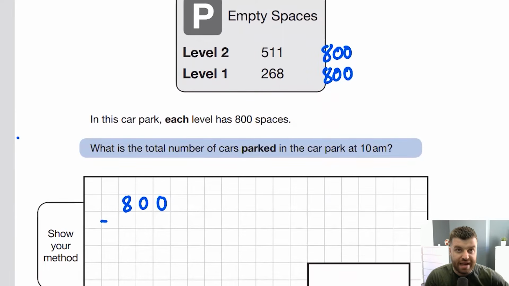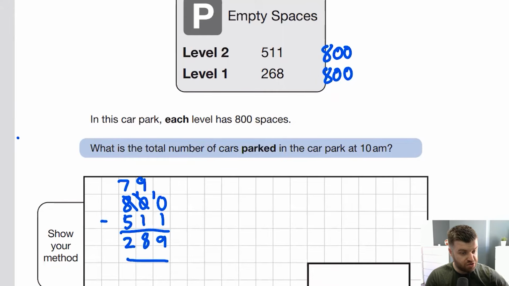And there are 800 total spaces, and 511 of them are empty. Now, you might count on here. I'm just going to do some double exchanging to make sure I get the right answer. 10 take 1 is 9. 9 take 1 is 8. 7 take 5 is 2. So there are 289 parked cars on level 2.